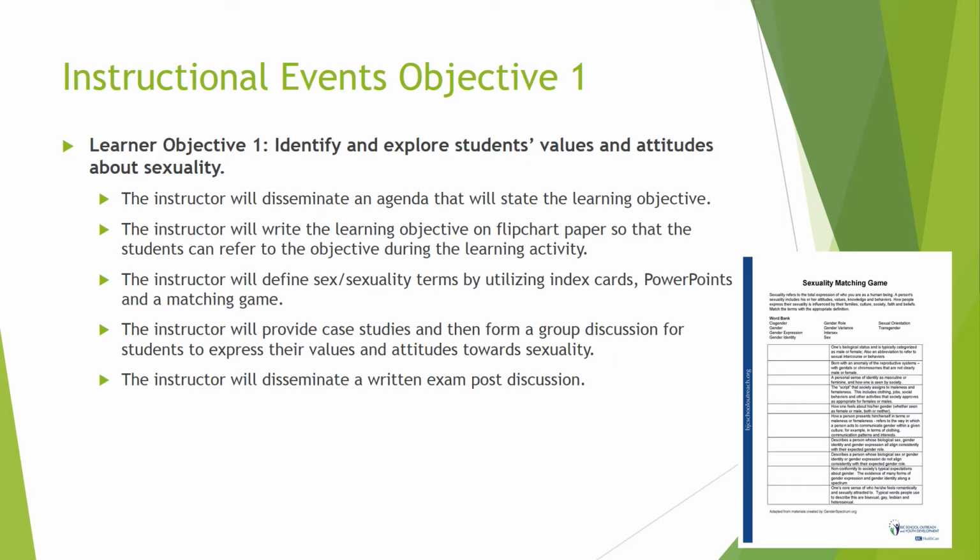For the instructional events, Objective 1 is to identify and explore students' values and attitudes about sexuality. The instructor will disseminate an agenda that will state the learning objective. The instructor will then write the learning objective on flip chart paper so that the students can refer to the objective during the learning activity. This piece of flip chart paper will also be in the classroom for them to refer to throughout the training course. The instructor will define sex as well as sexuality terms by discussion for students to express their values and attitudes towards sexuality.